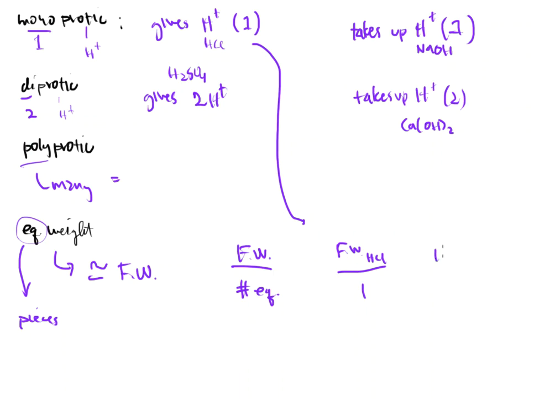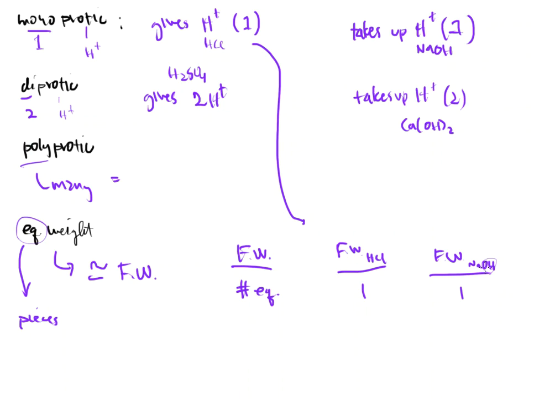I would take the formula weight for NaOH, and then I would divide it by 1, because we basically have one OH group. That would be the equivalent weight. So in those cases, equivalent weight is equal to the formula weight. It's a 1-to-1, very similar to molarity and normality being equal.